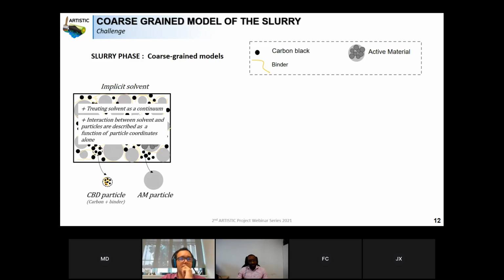So you can see clearly here the CBD. We have two particles: the CBD particle that contains carbon and binder, and the active material particle. And then you can see clearly we just consider a single particle for the active material. We don't take into account the primary particle. This is the first strategy.